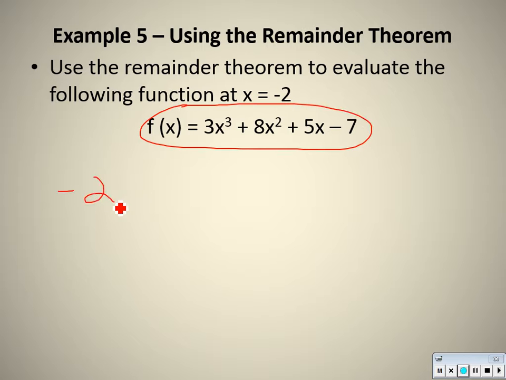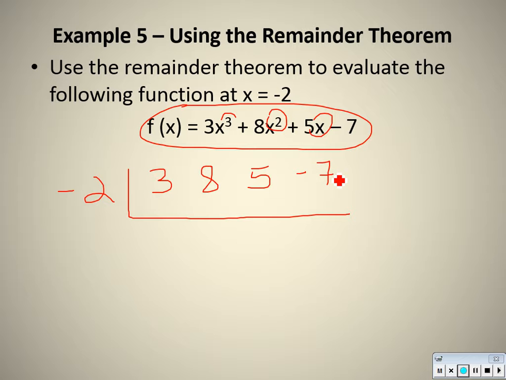I got -2 for k, and then just remember, you always want to check to make sure you have your dividend in perfect descending order. So I got cubed, squared, x, and then the constant at the end. So that's good there. So I got a 3x cubed, 8x squared, positive 5x, minus 7 at the end. So one of the ways that I could do f of -2 would be to do synthetic division where k equals -2.